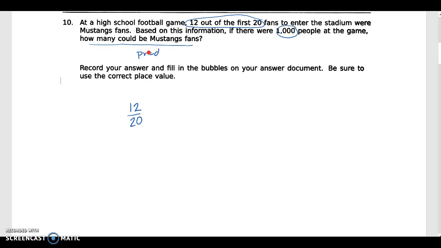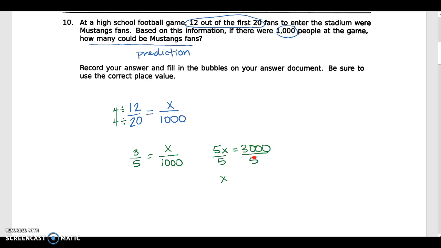I'm making a prediction. And this is experimental probability. So that means I'm going to have to set up a proportion with x over my new total. So x over 1,000. Before I multiply, I want to simplify. So I can divide this by, let's see, 4. Divide that by 4. So now we have 3 over 5 equals x over 1,000. So we're going to do a cross product. So 5x equals 3,000. Divide by 5 to get x by itself.